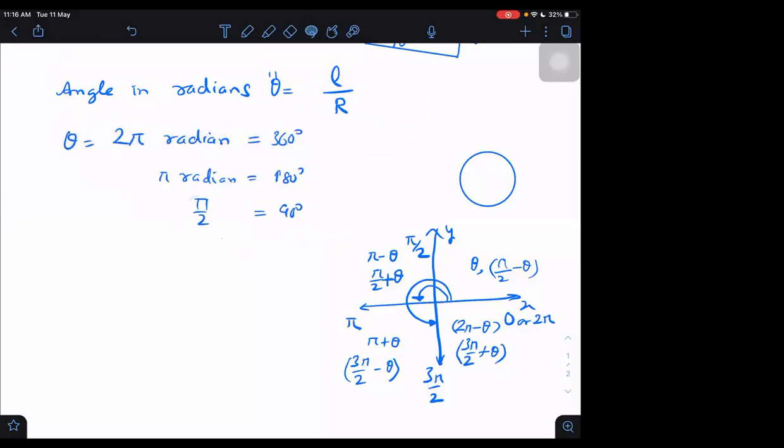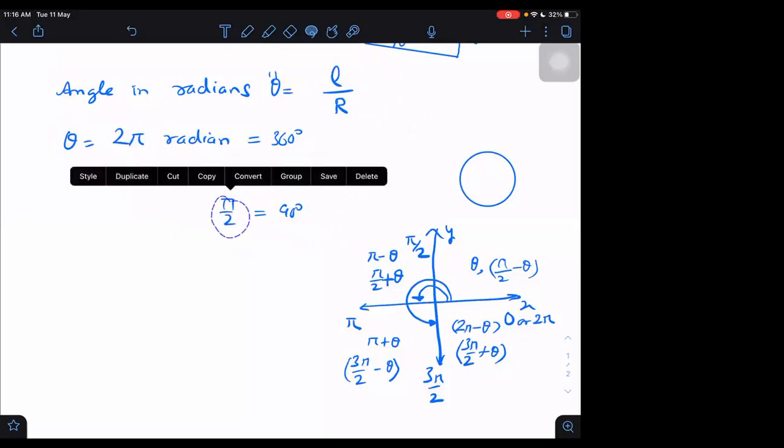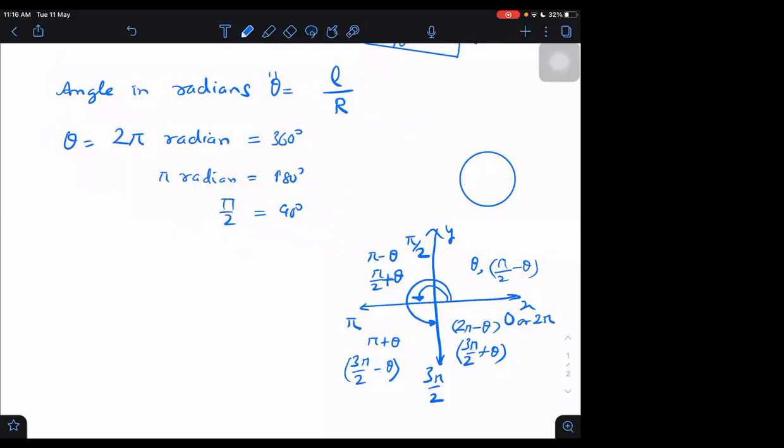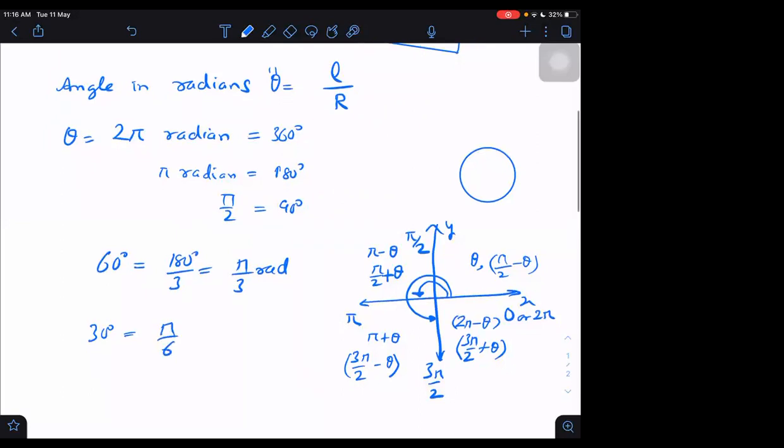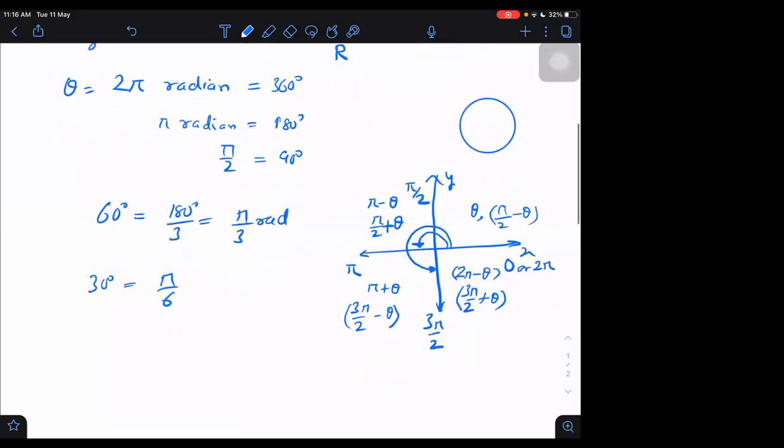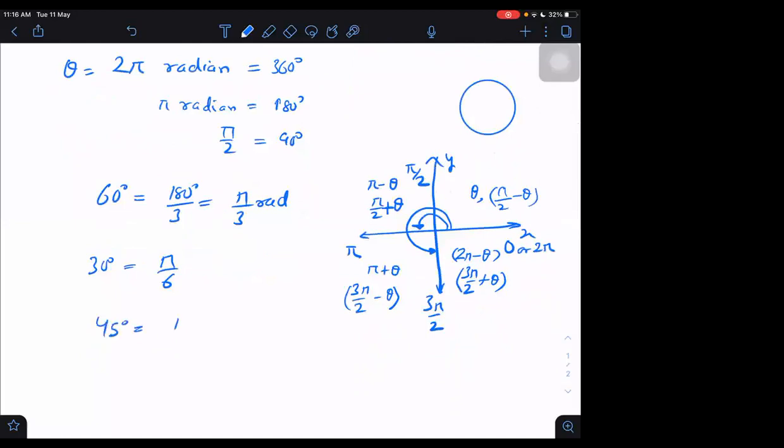You should be very fast. Learn in such a way. If I ask you quickly, what is 60 degrees in radians? You should be able to tell me very fast. Pi by 3. It is 180 degrees divided by 3, but 180 degrees is pi, so pi by 3 radians. Similarly, if I ask you what is 30 degrees, it will be pi by 6 radians. If I ask what is 45 degrees, pi by 4 radians.